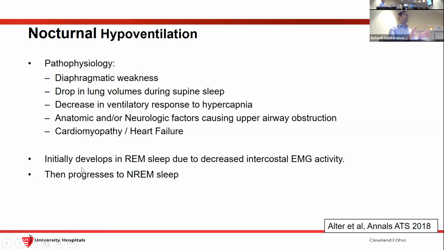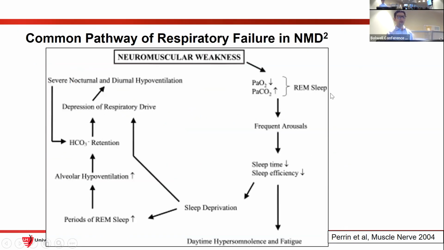Thank you. Initially these issues happen during REM sleep, because during REM you have decreased activity of the intercostal muscles, and then it progresses to non-REM sleep as muscle weakness progresses. Here's a little schematic of what we talked about in neuromuscular weakness. During REM sleep, you have an increase in arterial CO2 and a decrease in the partial pressure of arterial O2, so hypercapnia and hypoxemia, which results in desaturation. They have interrupted sleep with frequent arousals and decreased sleep efficiency. Sleep deprivation leads to increased alveolar hypoventilation. They have bicarb retention and depression of respiratory drive, due again to the buffering in the central chemoreceptor. That's not what you would see in the ABG, the arterial blood gas, per se, but more how the central chemoreceptor decreases its response to increases in CO2 or hydrogen ions.